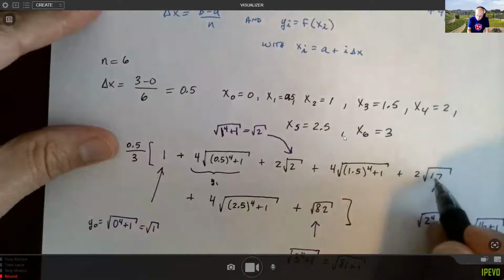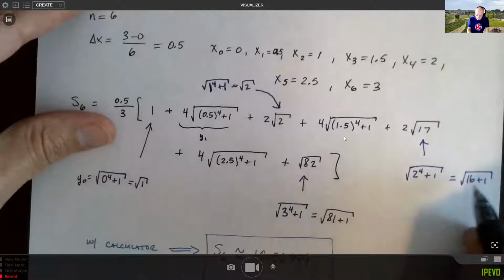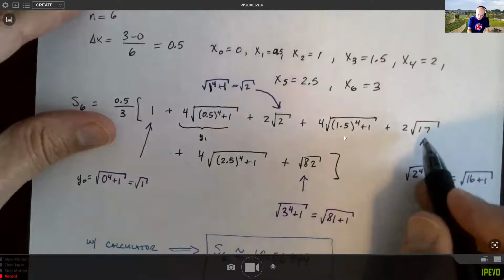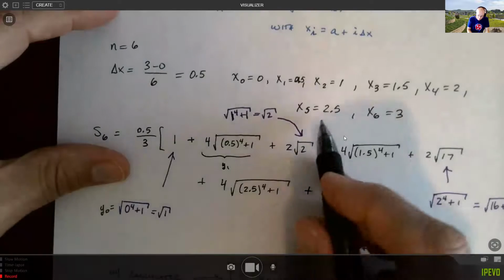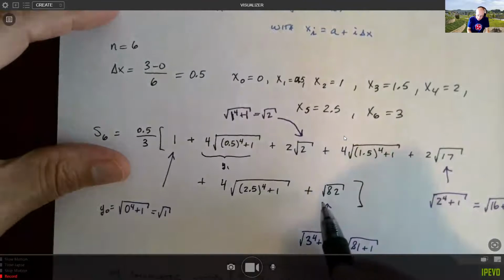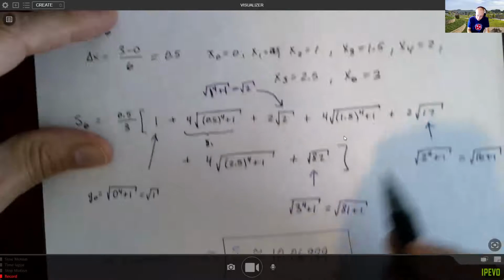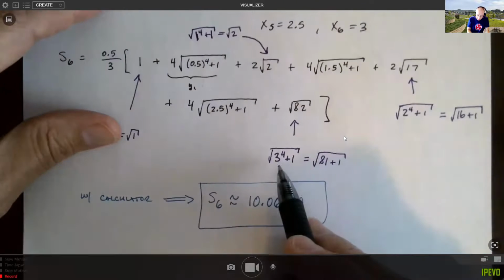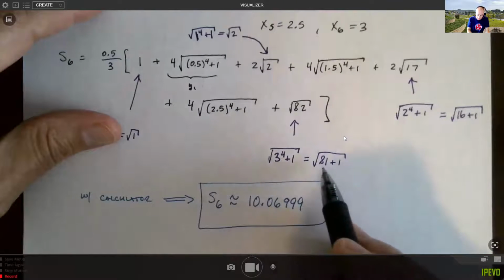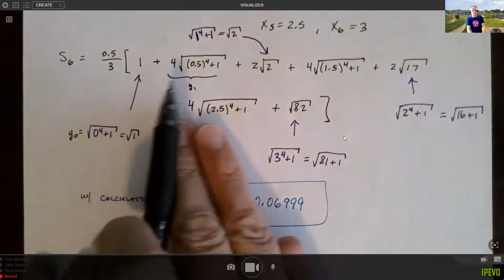So how did I get square root of 17? Well, x sub 4 is 2. 2 to the fourth is 16. 16 plus 1, get the square root of 17. 4 times y sub 5. Put that in. And then remember the last one, y sub 6 in this case is going to be f of 3. And 3 to the fourth is 81, plus 1 is 82, square root 82. So there it is in black there.